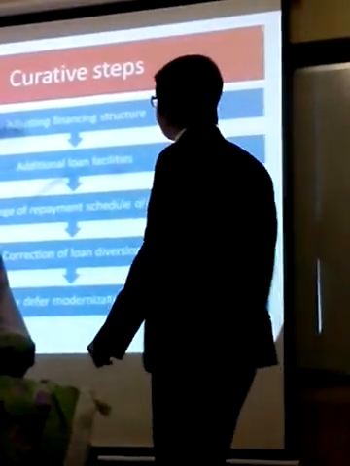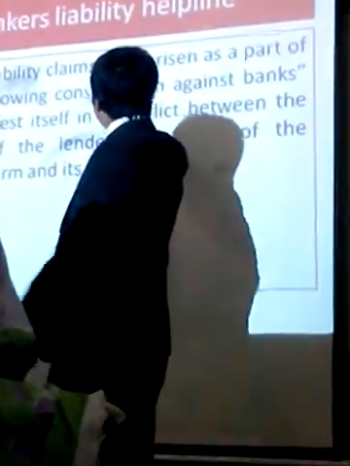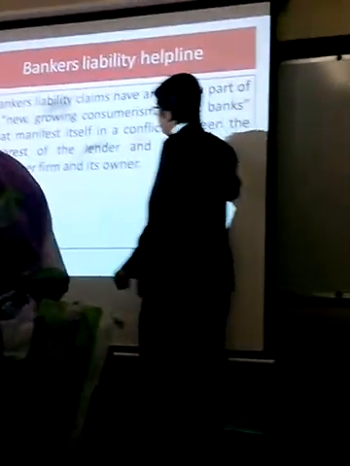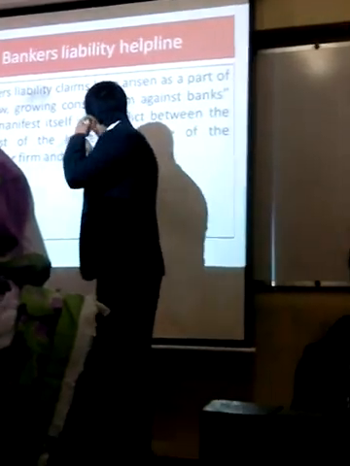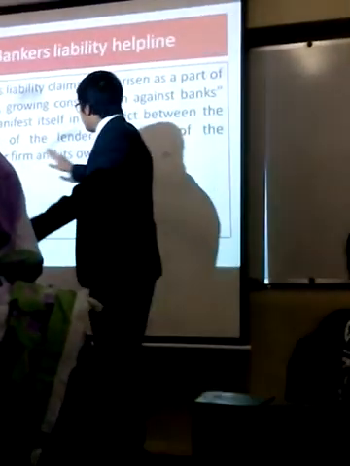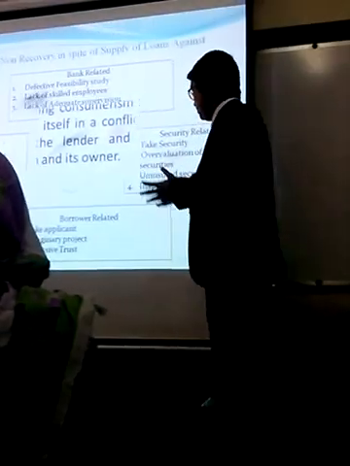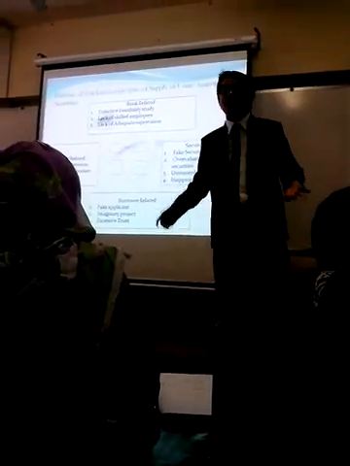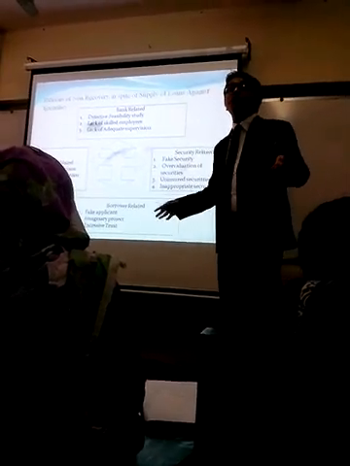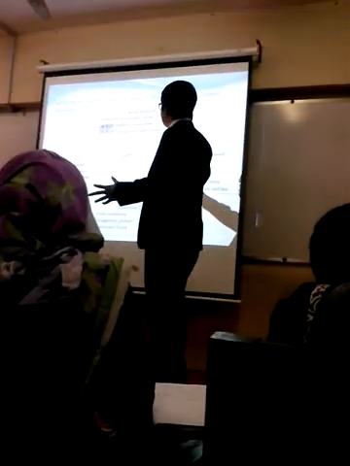So those are some curative steps. These are taken to be secure. The bank should be secure. Next. Bank's liability helpline. Bankers' liability claims have arisen as part of a new growing consumerism against banks that manifests itself in a conflict between the interest of the lender and those of the borrower's firm and its owner. So, the reason of non-recovery in spite of supply of loan against the security. Imagine I have enough security, enough collateral, but it is not enough to recover my loan. Sometimes there are problems. I will discuss some points next.